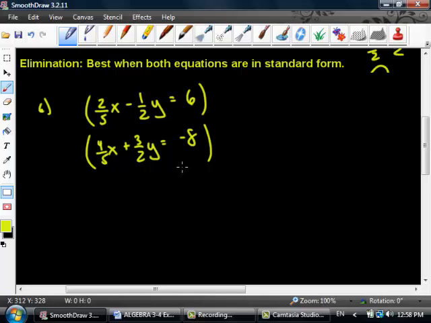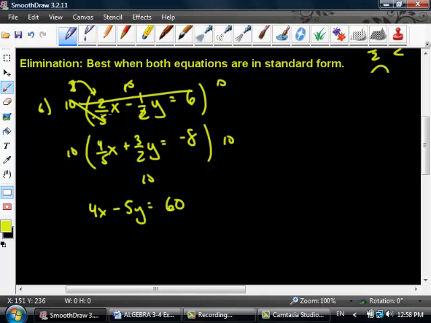If I fraction bust the whole thing, what am I going to multiply both top and bottom by? 10. So, what am I going to get? 10 here, 10 here, 10 here. Same thing here. So I get 4x minus 5y equals 60. That's gone. Now I get 8x plus 15y equals -80.